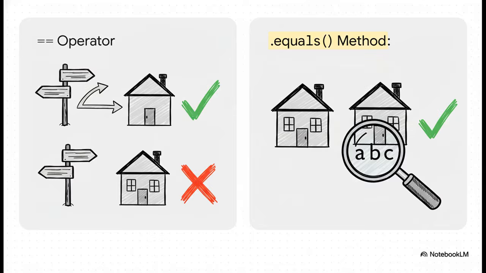The dot equals method, on the other hand, couldn't care less about memory addresses. It actually looks inside the objects and compares the letters one by one. It's asking the question, do these 2 strings have the same value?